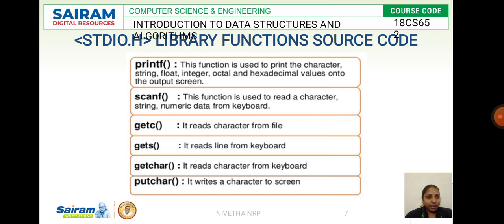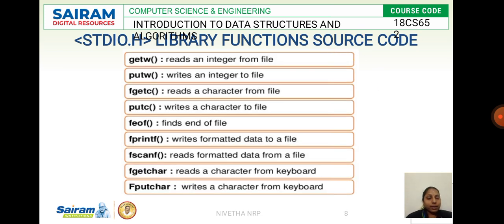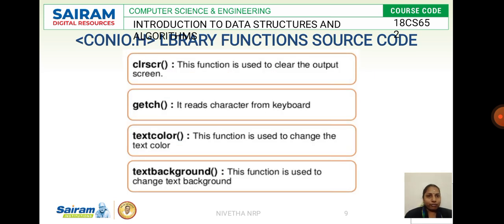Then we have printf, which acts as an output function, and scanf as an input function, and we have unformatted input such as getc, gets, getchar, putchar, and unformatted output such as getw, putw, fgetc, putc, feof, that finds the end of file, fprintf, fscanf. These are all library functions which have already been defined and linked with your header file.